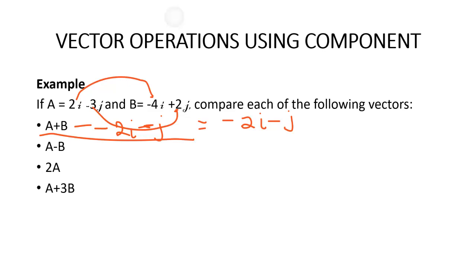So let's look at A minus B. 2i minus negative 4i will give us what? 6i. Then negative 3j minus 2j is going to give us 5j, so negative 5j. So that's going to give us 6i minus 5j.